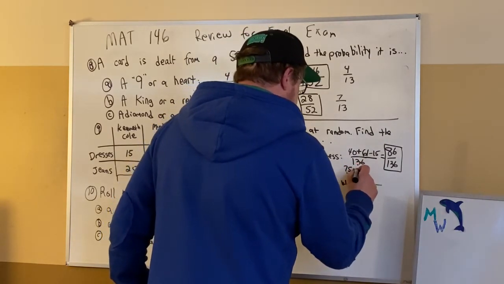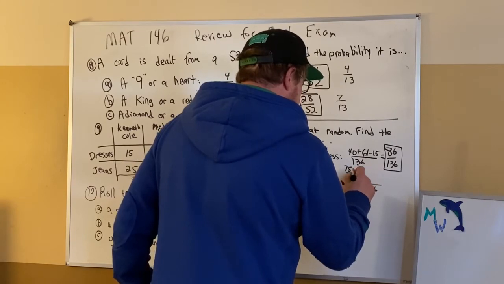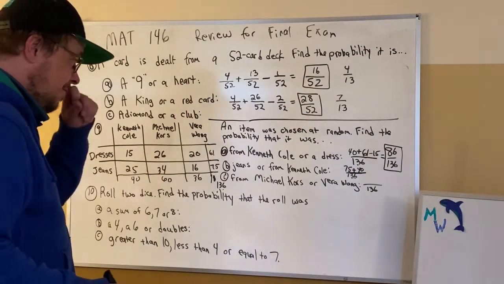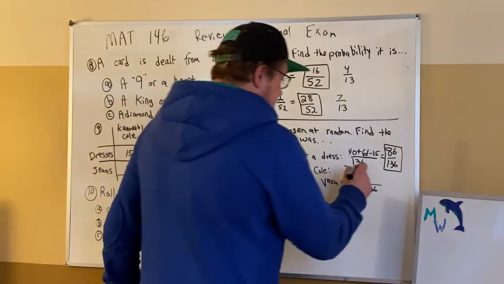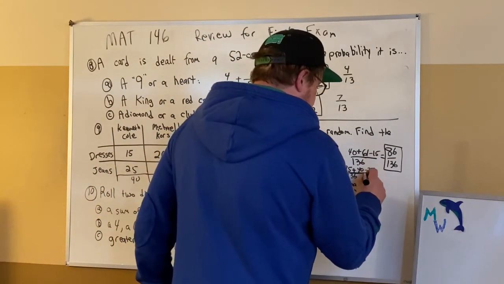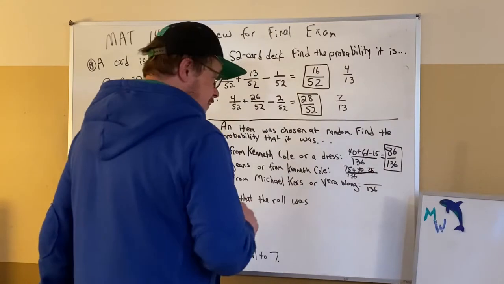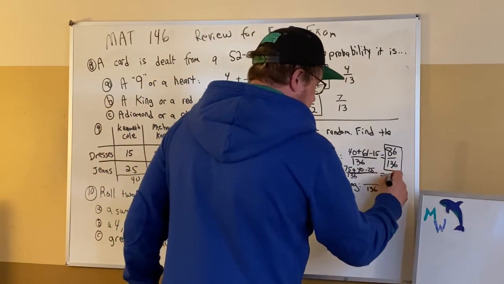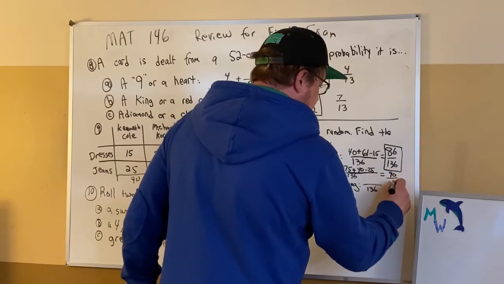75 total jeans, and then total, it looks like we got 40, but among the jeans we had Kenneth Cole's jeans. Those 25 were already on the table. It's Kenneth Cole, so I got to subtract 25. And we'll see 75, 115, and then take it off. We'll get 90 over 136.